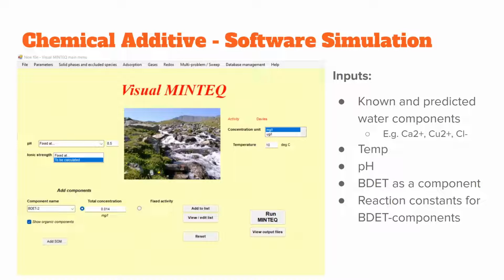As I've already said, we're ultimately going to choose alum coagulation along with BDET precipitation in our treatment plant. In order to simulate this, we used Visual MINTEQ, which is basically a water chemistry software where you input your known parameters, or in our case, we predicted some water parameters along with temperature and pH. I also had to add BDET into the software, which is shown on the next slide.